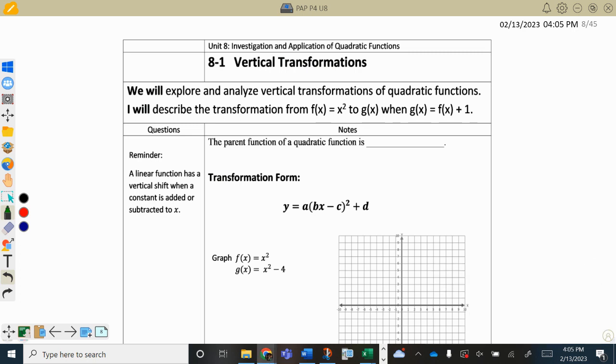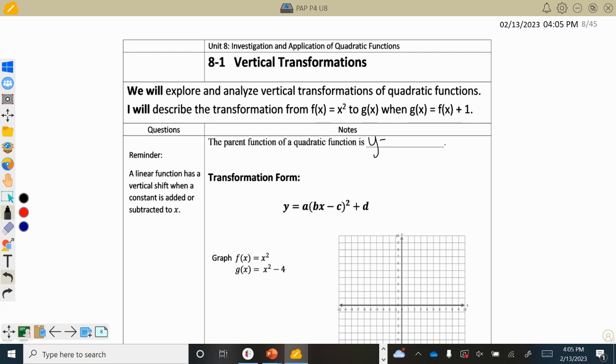Hey everybody. So today we're going to talk about vertical transformations of quadratic functions. Okay. We want to start with our parent function. Now remember, the parent function is that kind of starter function, the most basic quadratic function we can get. The parent function of a quadratic is y equals x squared.